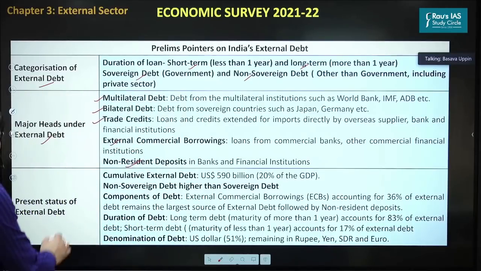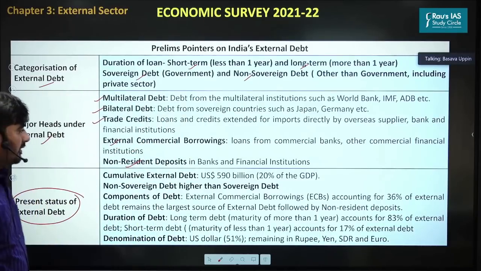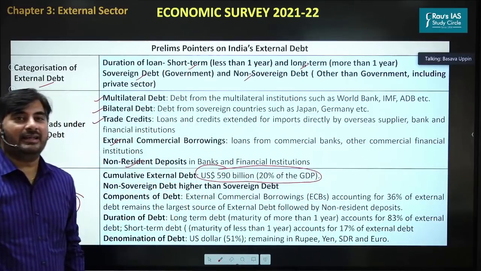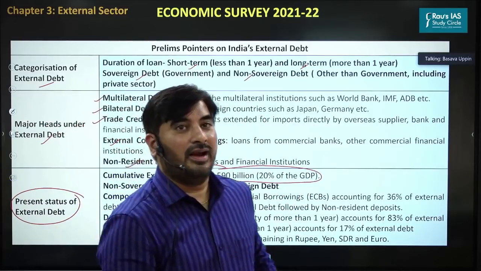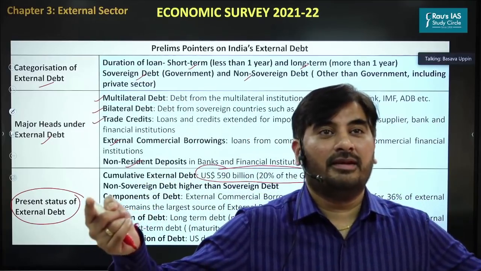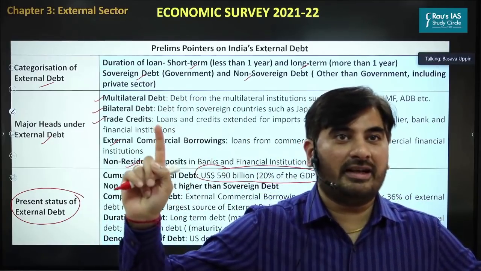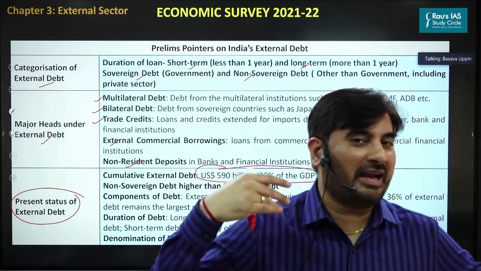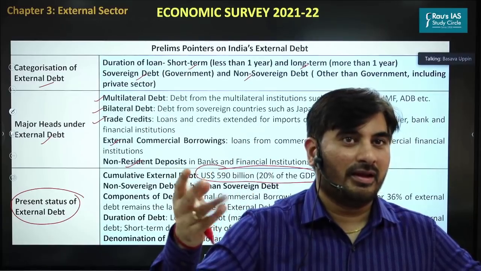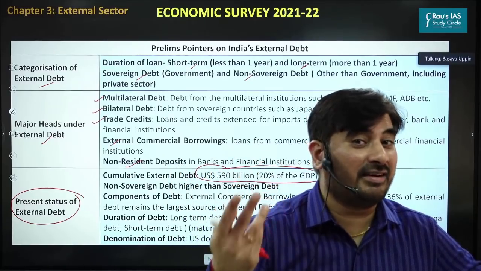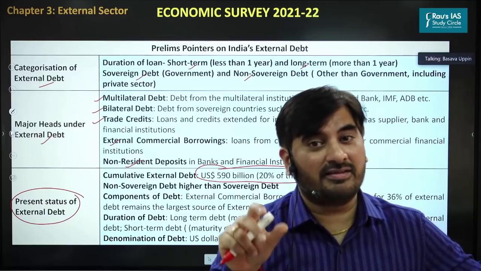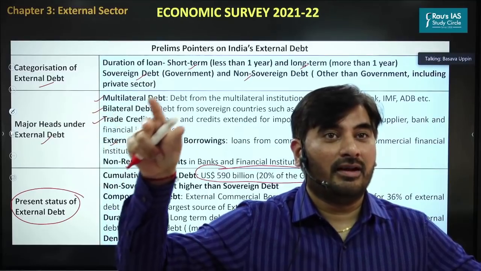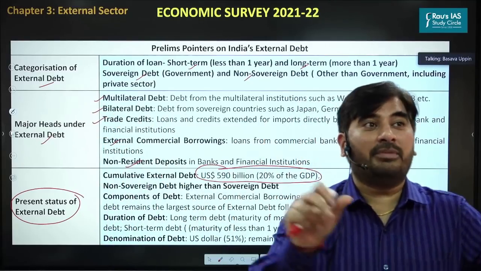And if you look at the present status of India's external debt, what is the present status? Total is how much? $590 billion. And what is my forex reserves? Forex reserves is almost the same, $590 billion. So can I say, by using my forex reserves, I can pay off my entire external debt? Which means that my reserve cover is how much of my external debt? 100%. Are you getting this point? Our reserve cover of external debt is 100%.